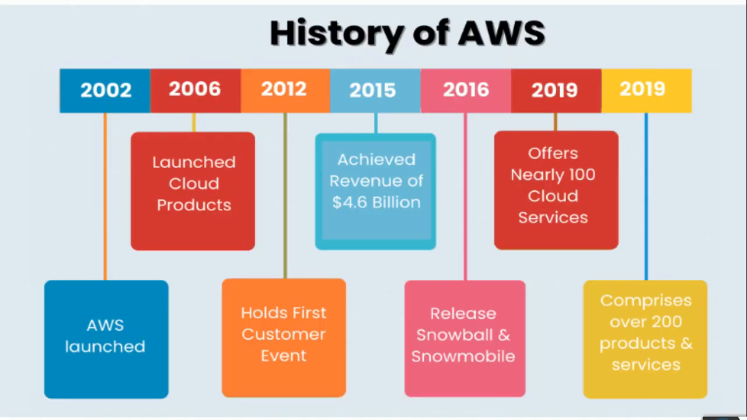So this is a brief introduction of AWS. In 2002 AWS launched cloud products, and in 2012 held its first customer event. In 2015 it achieved a revenue of 4.6 billion US dollars. In 2016 it released Snowball and Snowmobile, offering 100 plus cloud services, and now comprises over 200 products and services. So it's still going on.